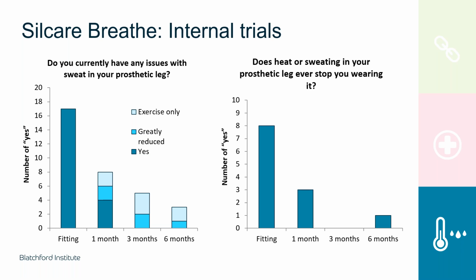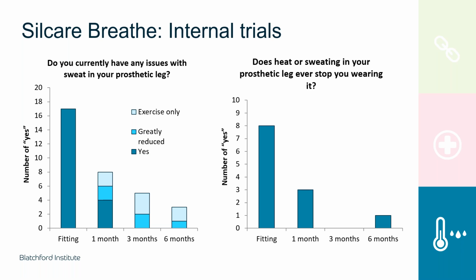The chart on the left shows the number of participants who reported sweating within the prosthesis. In this case, there's 17, and at fitting stage, they all had issues with sweating. After a month, we had 8 out of 8 responses. 4, so 50%, still had issues with sweating, but the other 50% reported that the issues of sweating were either greatly reduced or they only had it when they were exercising. I don't know what type of exercise that would have been, but I would imagine it would be when they were running or doing something a lot more vigorous than walking.